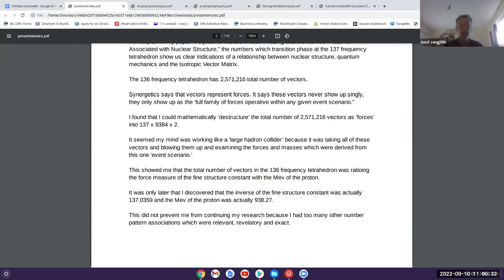Synergetics says that vectors represent forces. It says that these vectors never show up singly. They only show up as the full family of forces, operative within any given event scenario. I found that I could mathematically destructure the total number of vectors as forces into 137 times 938 times 2. You see, my mind was working like a hadron collider because it was taking all these vectors and blowing them up and examining the forces and masses which were derived from the one event scenario.